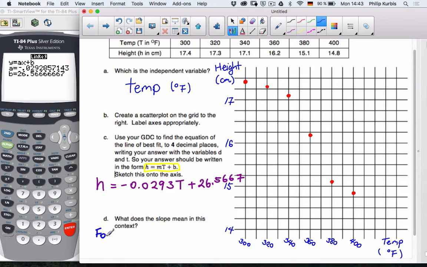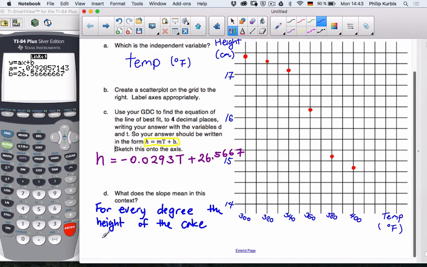So the height, oh yeah, good, for every, so we like to refer to the slope in a sort of unitary manner most of the time. For every degree, the height of the cake decreases, it's not very much, is it? By negative, yeah, that's perfect because we don't need the negative, it's decreasing already. Super.